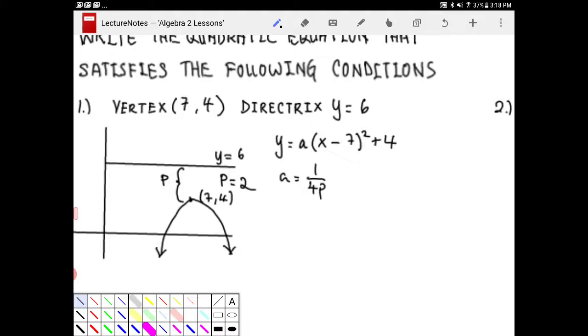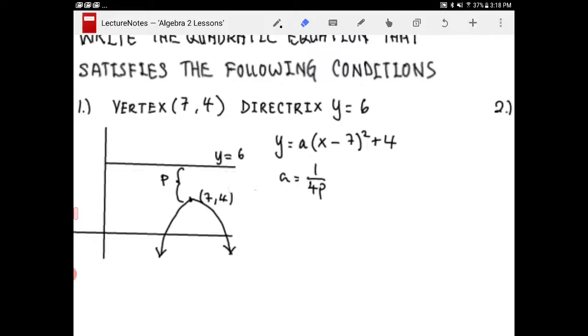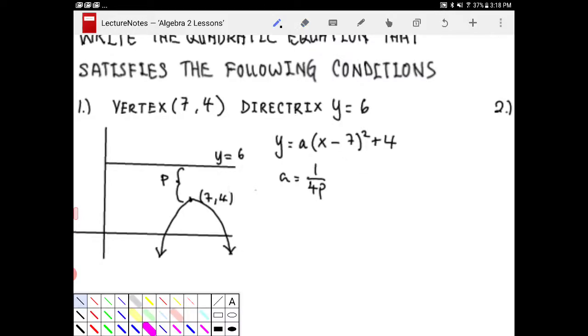And since p is equal to 2 and y is equal to 6, I actually know, since y is equal to 6, I know that 6 is equal to k minus p. And if 6 is equal to k minus p, then I know that k in this case is 4, right? So therefore I can say 6 is equal to 4 minus p. So therefore p would have to equal negative 2.